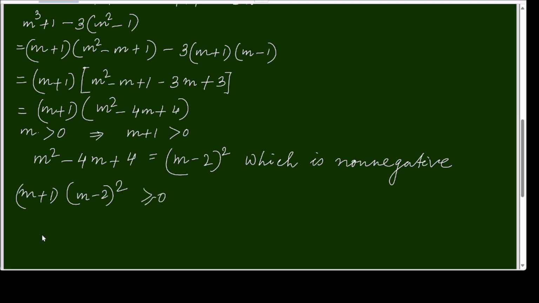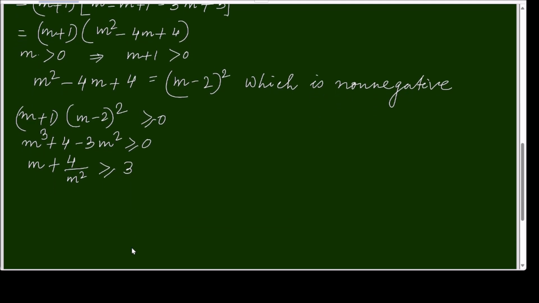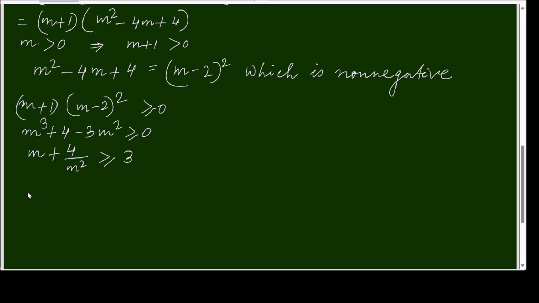So we started from m cube plus 4 minus 3m square is greater than or equal to 0, or m plus 4 over m square is greater than or equal to 3. So hence proved.